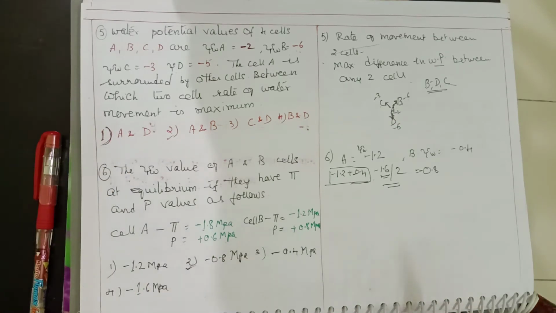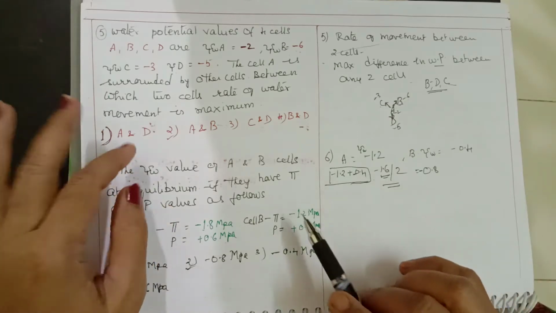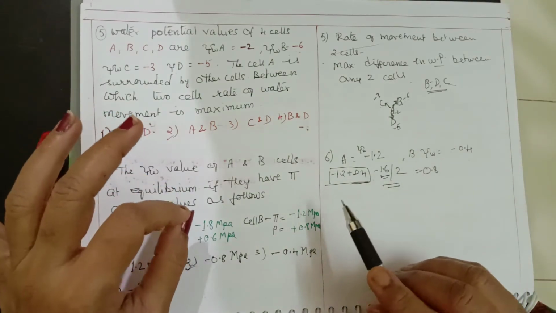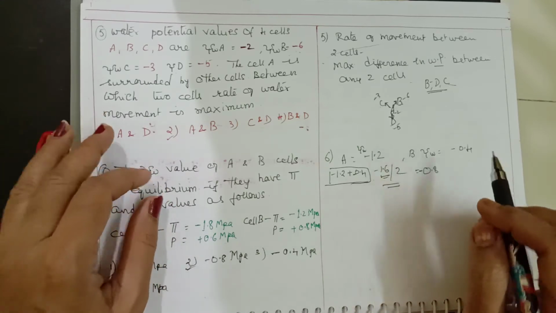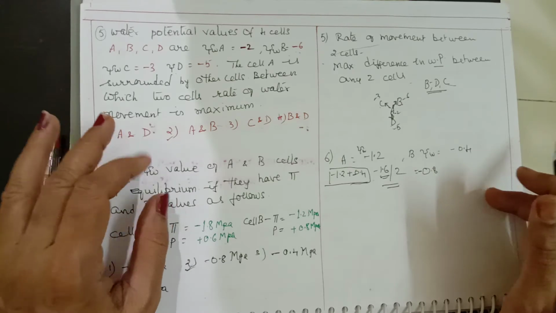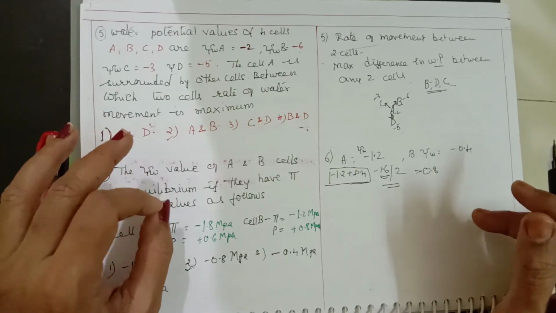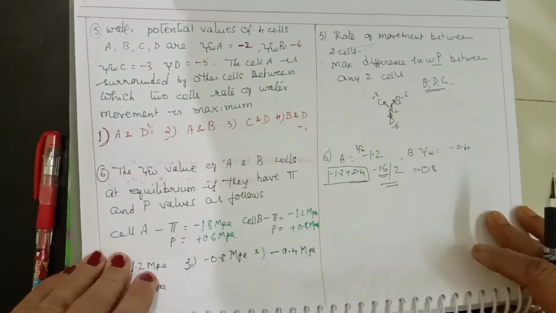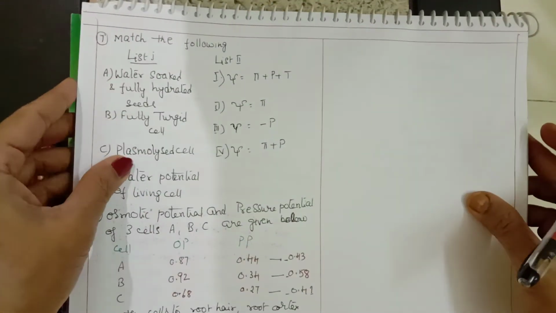Always remember, when you have to find the equilibrium of whatever number of cells are given, not just 2, even if there are more than 2, you add all the water potential values and then divide by the number of cells given. That value will give you the water potential at equilibrium. Okay, now we will go to the next question.